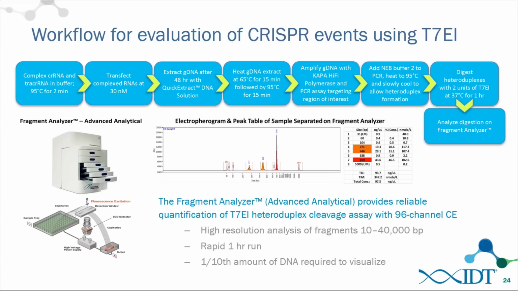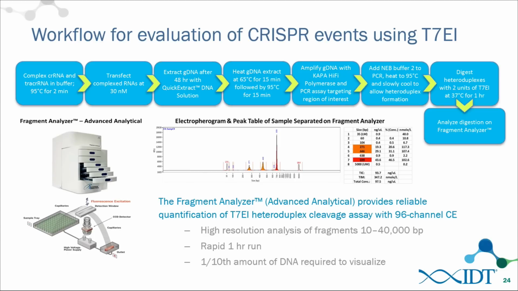We recommend using the KAPA HiFi polymerase. And then directly go into forming our heteroduplexes from the PCR amplicons of our cell population that has been edited. So once again, we would anticipate having some wild type as well as some insertion and deletion and want to get those heteroduplexes formed. So that's a heat to 95 degrees and a slow cool to allow for heteroduplex formation.